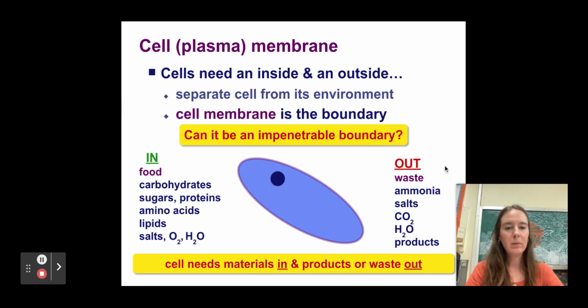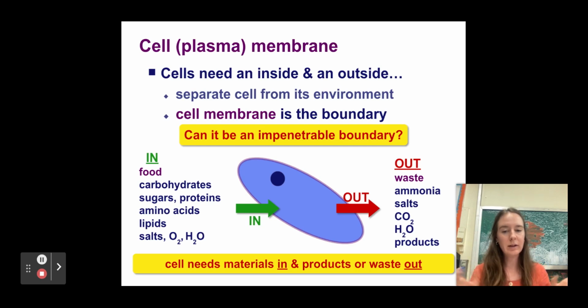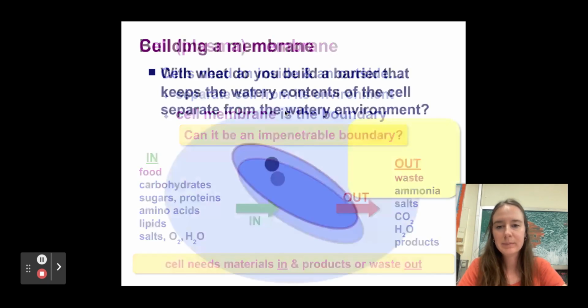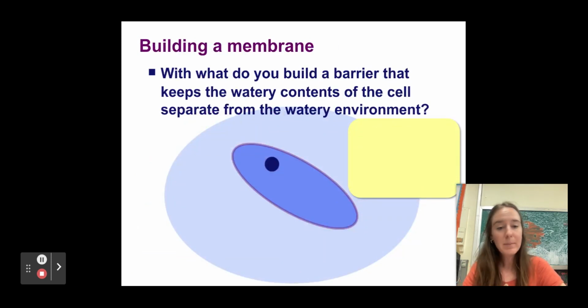And then stuff needs to come out. Waste, ammonia, these are waste products. We'll learn more about when we get to cellular respiration. Salts, carbon dioxide, water, and some other products that are going to be shipped out and sent to other cells or to help the cells communicate with each other. And then remember, that's why it's so important for cells to have a high surface area to volume ratio. So the higher the surface area compared to the volume means stuff can get in and out at a more efficient rate. Okay, so how are we going to build our membrane?